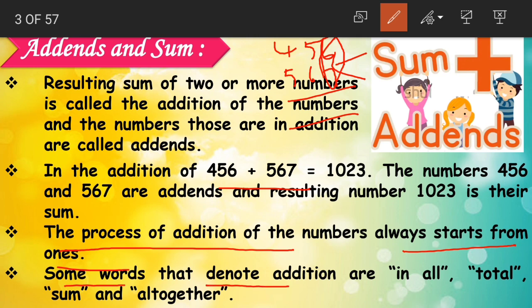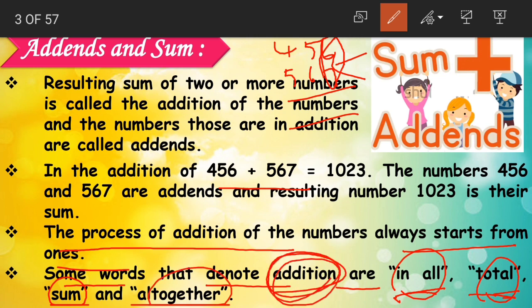Some words that denote addition are in all, total, sum and all together. Now you will be having certain word problems, right? In those word problems, if it is asked in the question, find the flowers in all, or find the total flowers, or find the sum of the flowers, or find the number of flowers present all together, when these words are used, it means that we have to perform addition here. We have to add the given numbers. Clear, children? Okay, moving on.